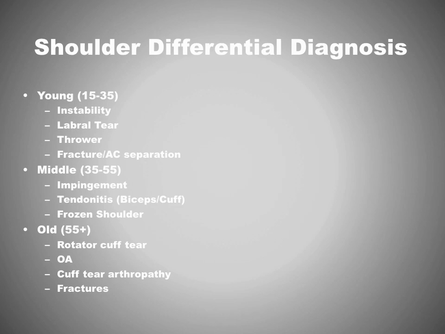Middle-aged patients become more sedentary and get impingement, tendonitis, and frozen shoulder. And older patients will get more degenerative conditions such as rotator cuff tear, osteoarthritis, cuff tear arthropathy, and then they get a second set of fractures, not because they're wild and crazy, but because they're osteoporotic. We usually see proximal humerus fractures in this group.